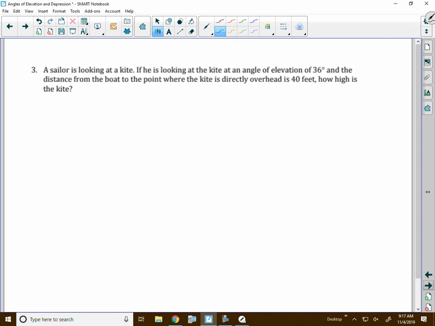If he looks at the kite at an angle of elevation of 36 degrees, so let's draw that. Okay, so here he is, looking at an angle of elevation of 36 degrees. And the distance from the boat to the point where the kite is directly overhead is 40 feet. Now this is a very confusing way to ask this question. So let's reread. The distance from the boat, here's our boat, to the point where the kite is directly overhead. How weird is that?